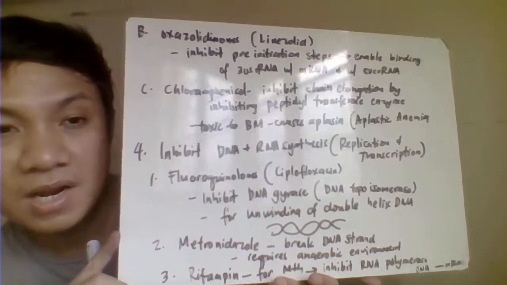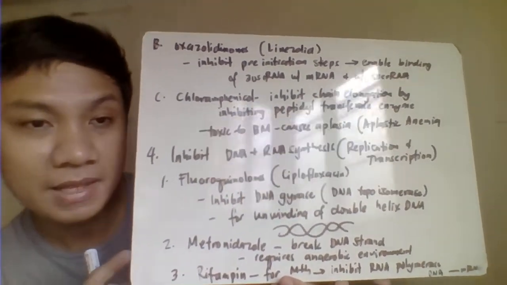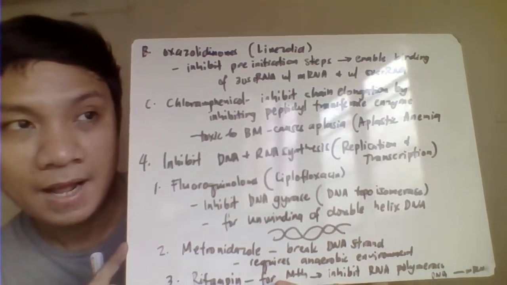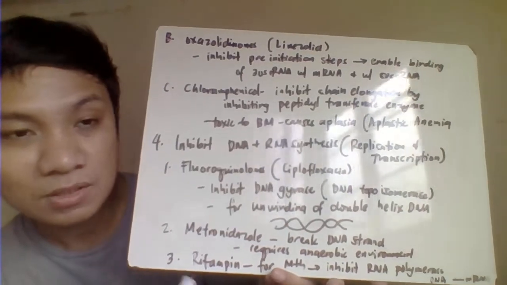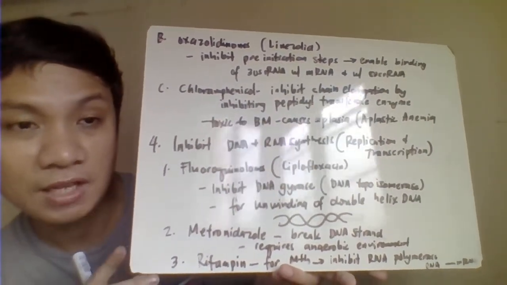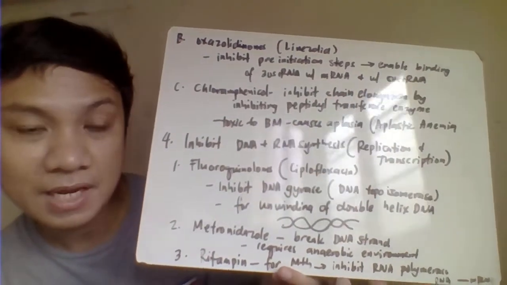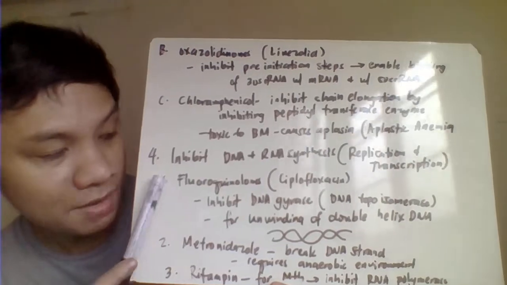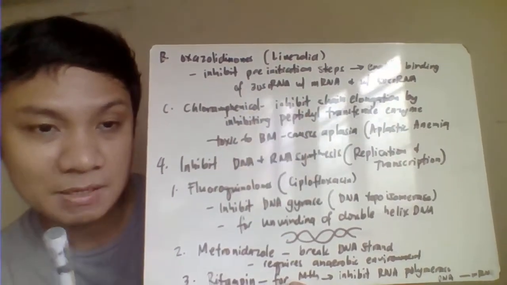Okay, next we have another antibiotic that tries to kill bacteria by inhibiting your DNA synthesis and your RNA synthesis. So this group of antibiotics tries to inhibit basically your DNA replication and your transcription process. So kanina is your translation process. And this one naman involves your replication and even your transcription.